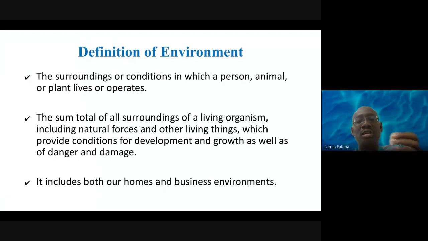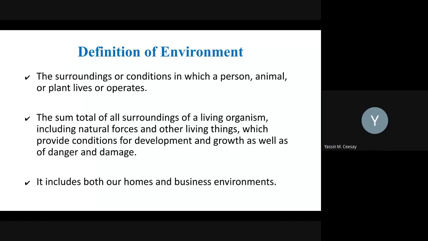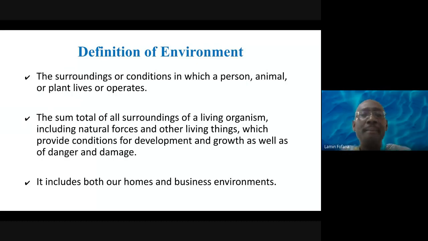So if you're talking about an individual, your environment will include everything that is surrounding you. Plants, animals, vegetation, everything that affects your life. So in summary, your environment is your surroundings, whether flora or fauna. As simple as that.